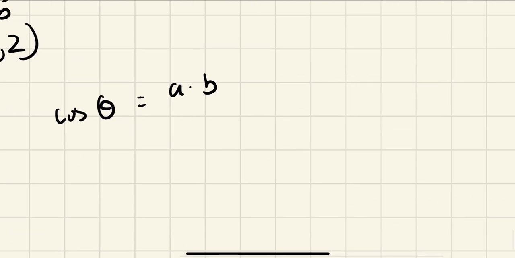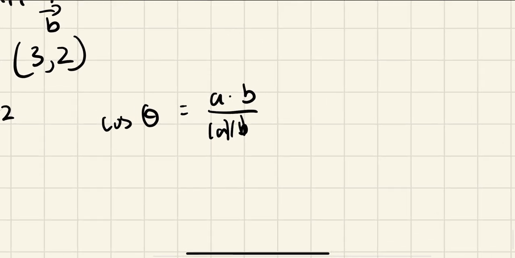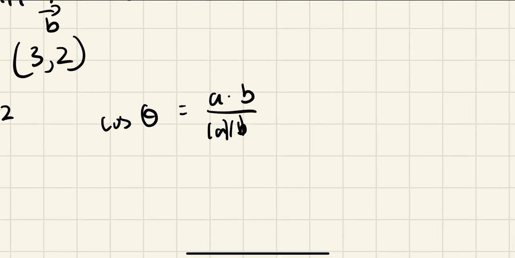It's like this: magnitude of A, magnitude of B. So this is the formula if you want to find some angles. I don't really have a good example for this, just the formula. And now I'll move on.